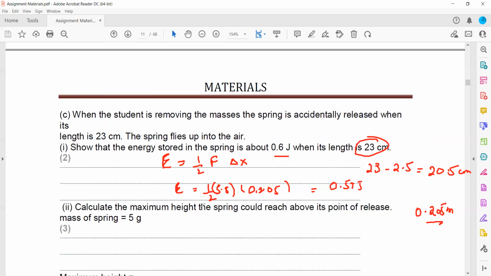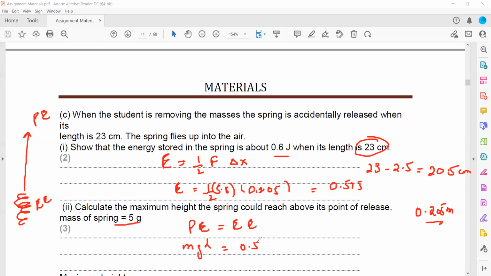The next part: calculate the maximum height the spring could reach above its point of release. Mass of the spring is 5. So basically what happened? When the spring is suddenly released, the elastic strain energy changes to potential energy. We assume all the elastic strain energy changes to potential energy. So potential energy is equal to elastic strain energy. Potential energy is mgh. Elastic strain energy that we calculated was 0.59 joules.